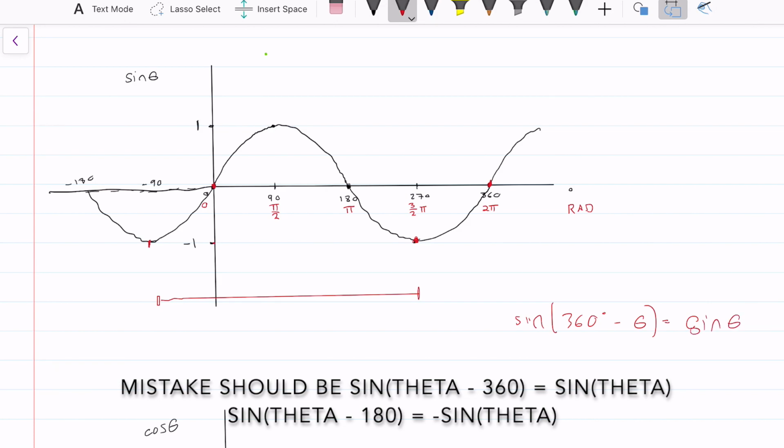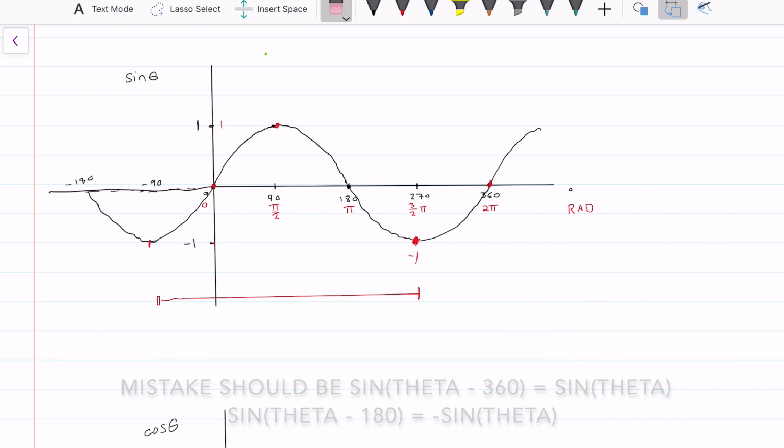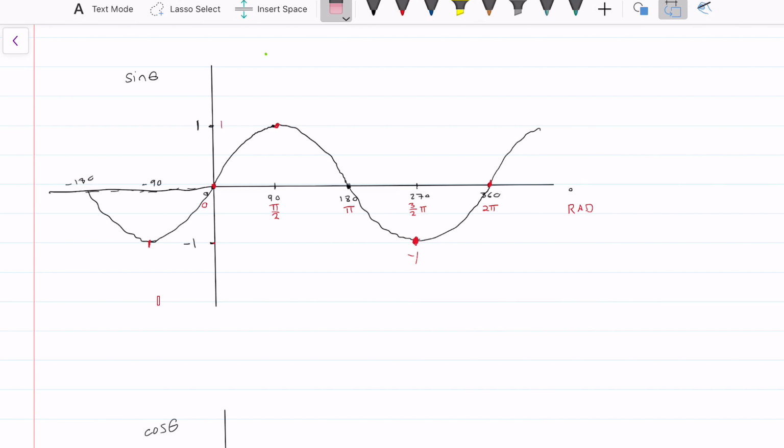Okay, if we look at 270 again and we take away 180 degrees, we end up here. So we start at -1 and we get to 1. So we can say that sine of 180 degrees minus theta is equal to minus sine theta. And we can get similar relationships with cos and tan by looking at the graph. But that's also something I forgot to mention.